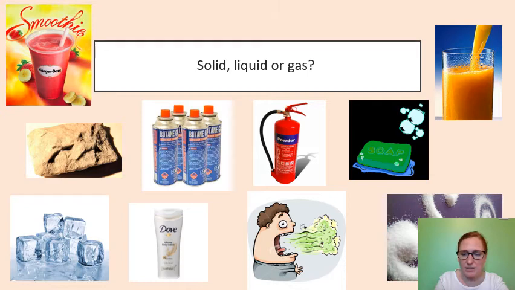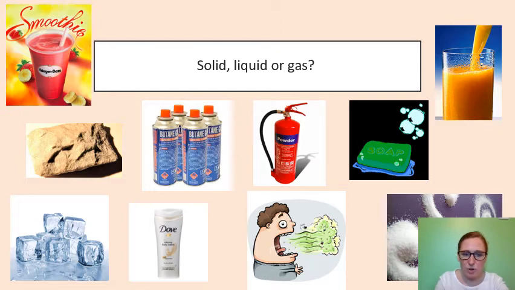We've got some ice. Again, it's got its own shape and it holds its shape. Within the cans of butane, there is a gas, a butane gas that's highly flammable, and it needs to have a container to hold it in. If not, it would go whizzing off everywhere else.